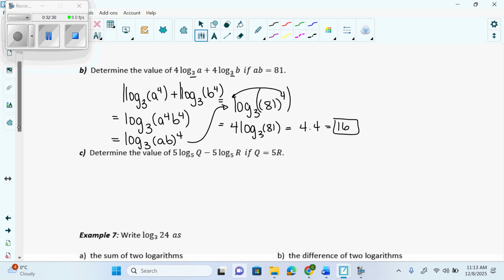Okay, these ones have 5s. I can divide this over, q over r equals 5. You could have done it differently, but I like doing it this way.